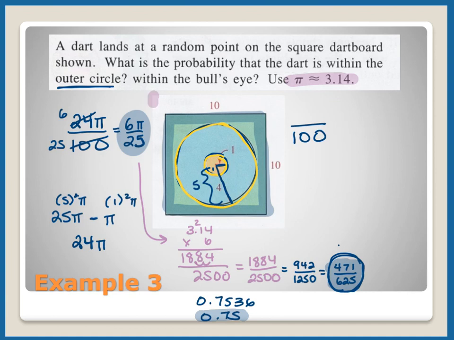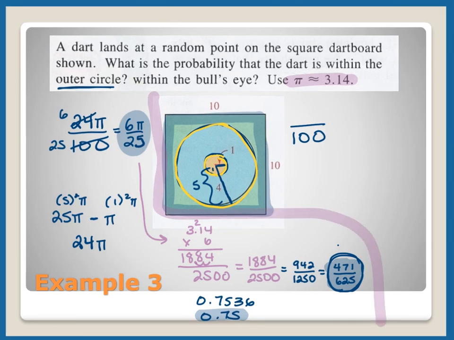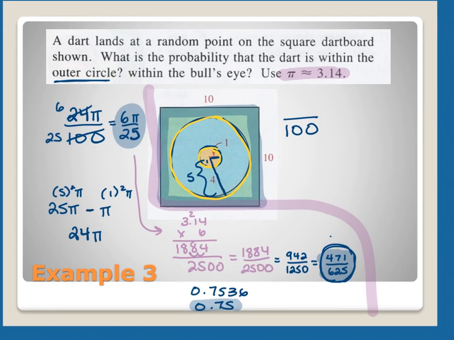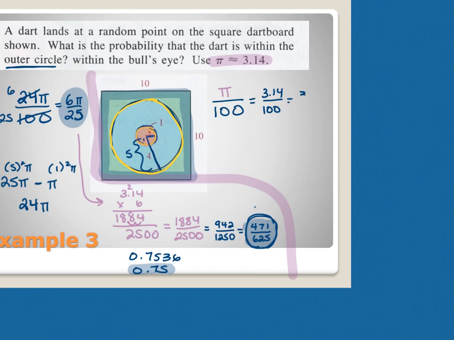So that was only the left side of that, which was within the outer circle. The second thing says within the bullseye. So we know the bullseye's area is just 1 squared times pi or pi. And again, if it's kept in terms of pi, we leave it like that. If you want to use 3.14 over 100, you'd have to move your decimal places. 314 over, add on 2 zeros.